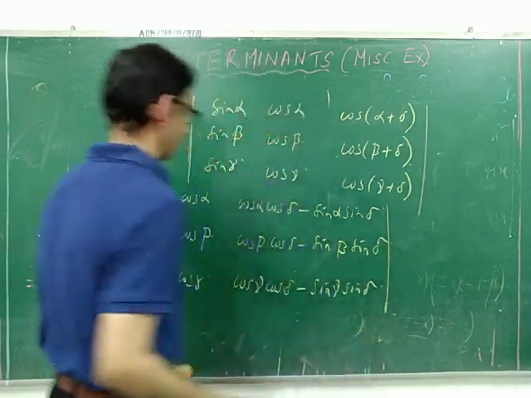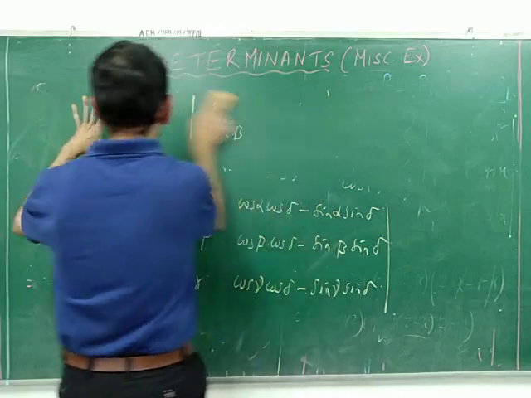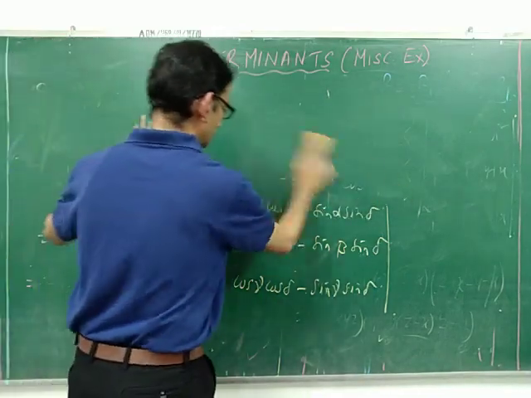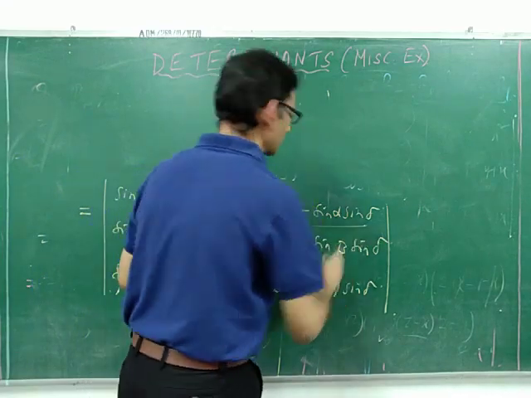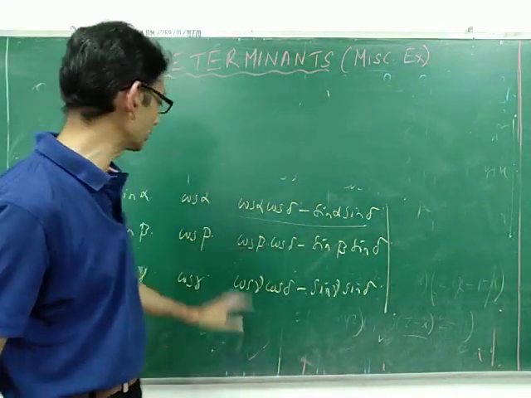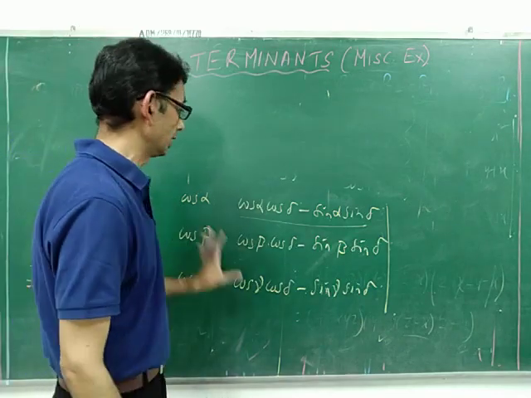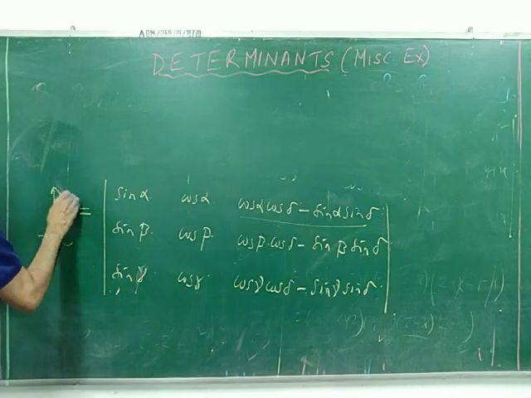Now, what is the next step? Next step, we are going to use a very simple property. What is that? If you observe, the third row is a binomial. Each term is a binomial. So we are going to express this determinant as a sum of two determinants. What is the next step? Next step I am going to write here.